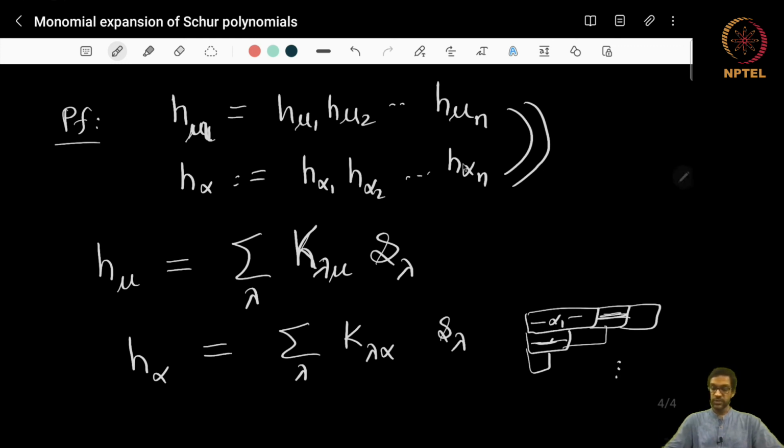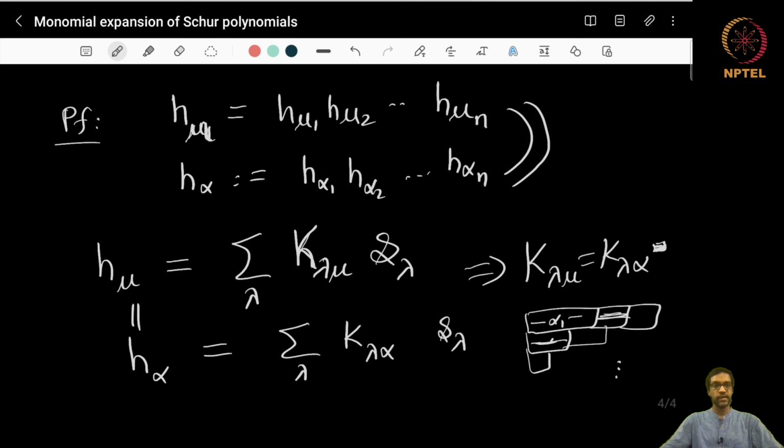So therefore, since these two are equal, and since the S lambdas form a basis, the expansions are unique. So this actually tells you that the Kostka number K lambda mu must be the same as the Kostka number K lambda alpha. So that concludes the proof of the lemma and thereby the proof of the corollary. As I said, we are still left with the Robinson-Schensted.